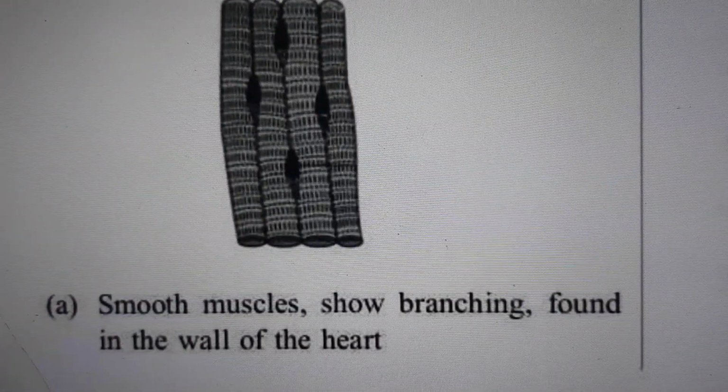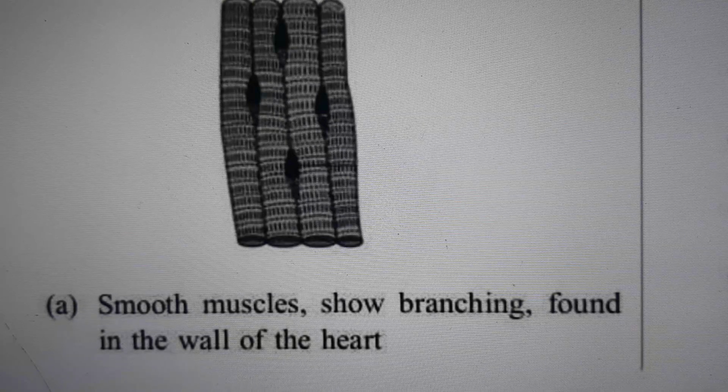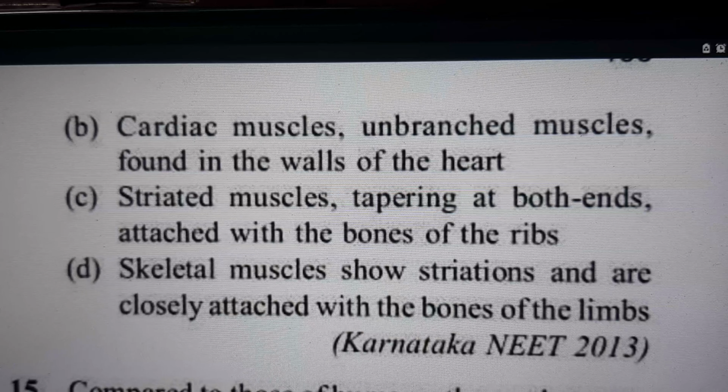Option A, smooth muscles show branching found in the wall of heart. No, we have already identified this is the diagram of a skeletal muscle. So this is not a smooth muscle. It does not show branching and it is not present in the wall of heart. Option A is eliminated. Option B, cardiac muscle. No, it is a skeletal muscle. Unbranched muscle? Yes, it is unbranched. Found in the walls of heart? No, skeletal muscles are not found in the heart.